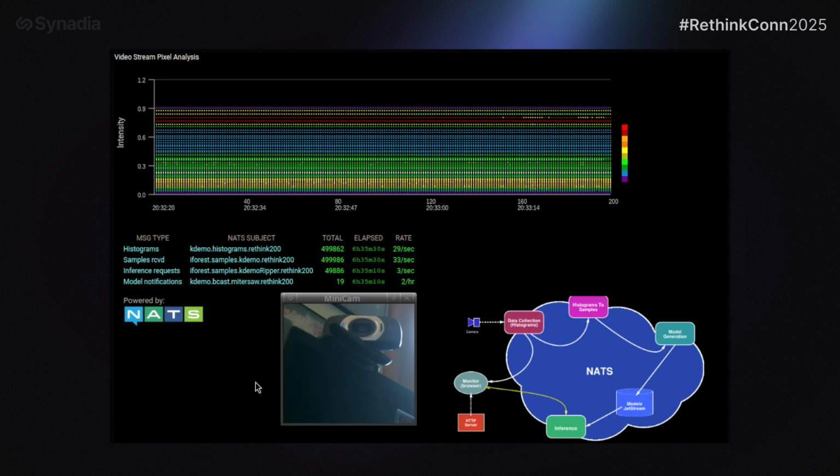And when I wave my hand in front of this camera, we should see some change to the histograms because we've changed the steady state of input to this camera. And those should not match our model, and so those should be flagged as anomalies.